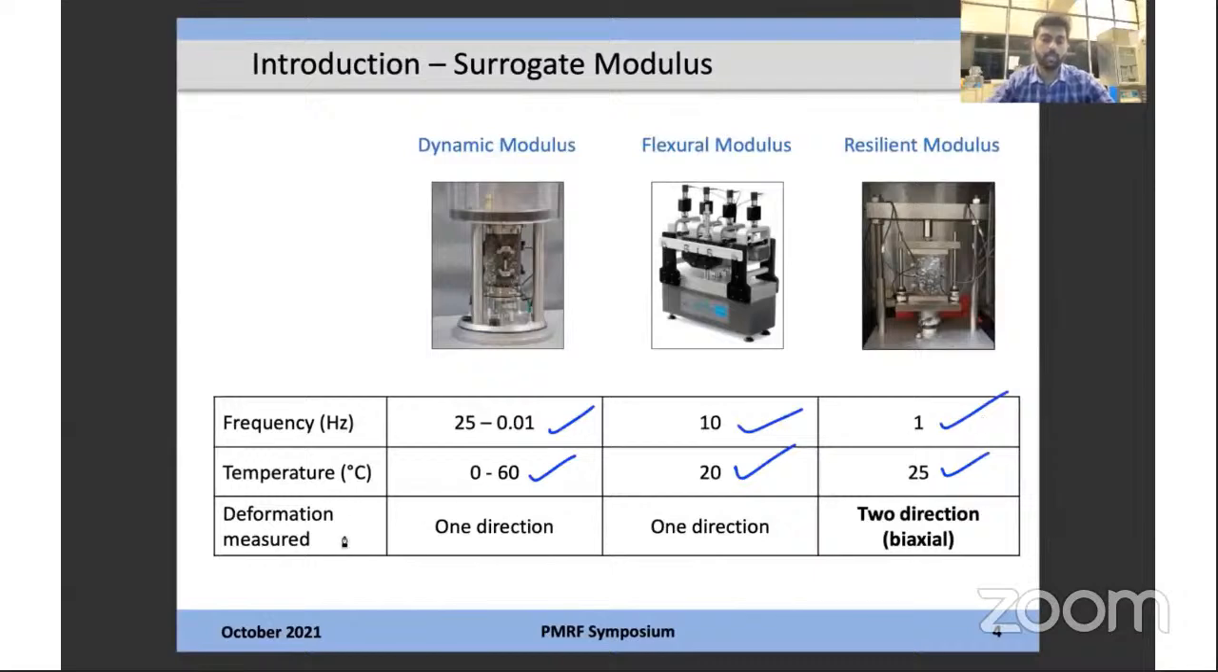The main thing to be noted in this is the direction in which the deformations were captured. In the case of the dynamic modulus test and the flexural modulus test, the deformations were captured only in one direction. However, in the case of the resilient modulus test, the deformations were captured in two directions, that is, deformation across the vertical direction as well as the horizontal direction.